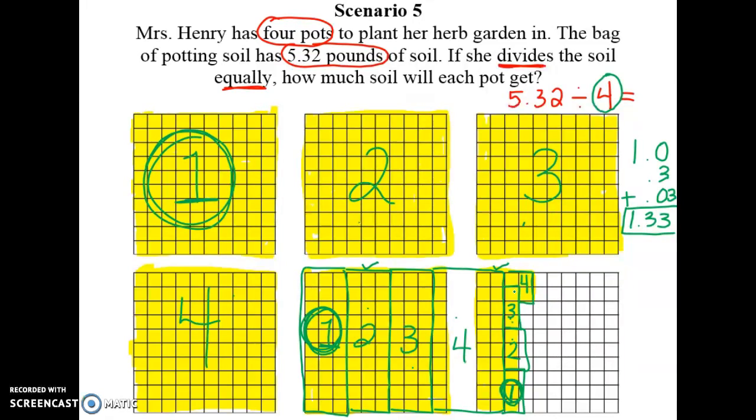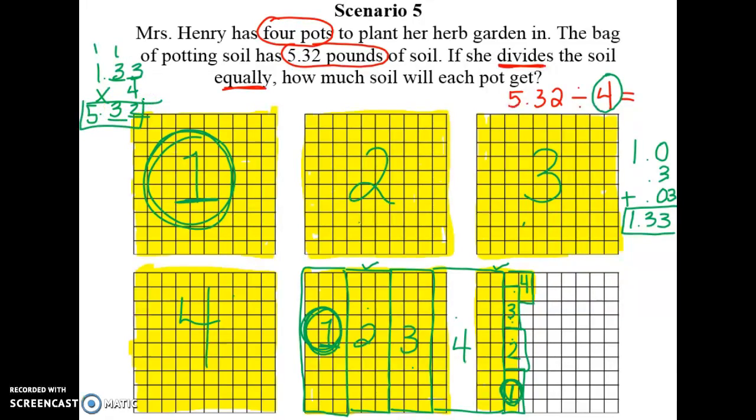What's another way that I could check my work? Akira? Multiplication. I could do 1 33/100 times 4, and I should get 5 32/100. So that's another way you can do it. So let me come over here. 1 33/100 times 4. 2 spaces behind the decimal here, 2 spaces behind the decimal here. So I did get that.